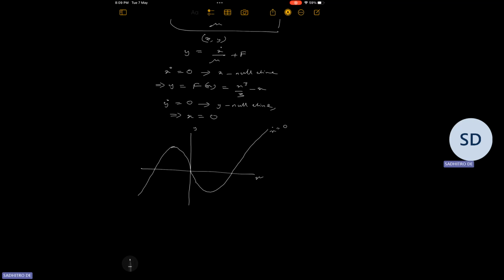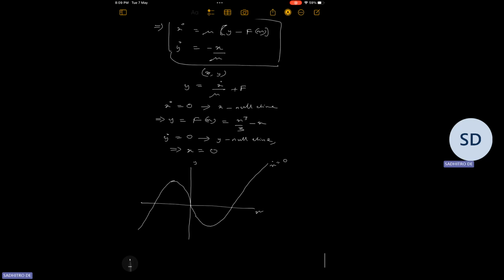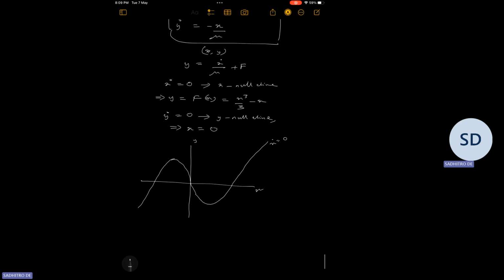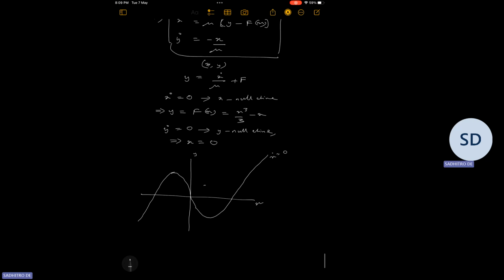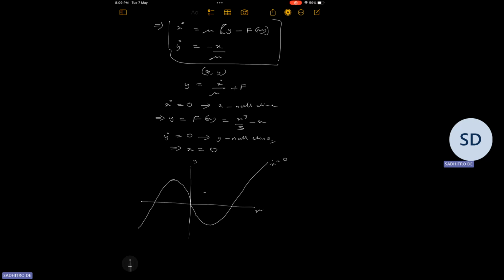So what would a typical trajectory look like if mu is much larger than 1? Let us suppose that we are starting off from somewhere over here. At this location of the phase space, the trajectory is basically lying above the y null plane. So basically here y is greater than f of x, and therefore x dot is positive. That means the flow should be towards the right.